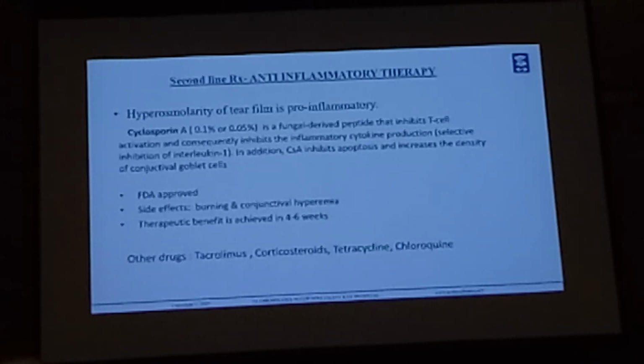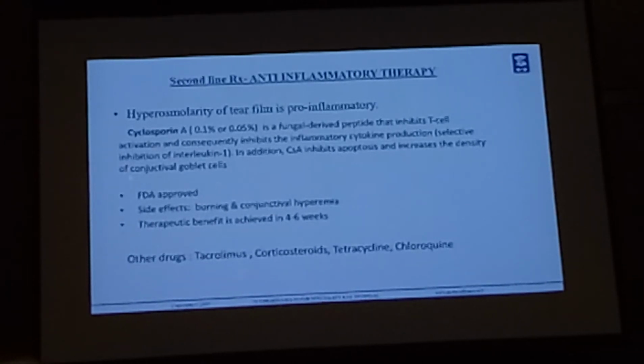Second line of treatment is anti-inflammatory therapy. Inflammation increases the osmolarity of the tear film. So cyclosporin A is used, as it inhibits the T cell activation and inhibits the inflammatory cytokine production. In addition, it inhibits apoptosis and increases the density of the conjunctival goblet cells.